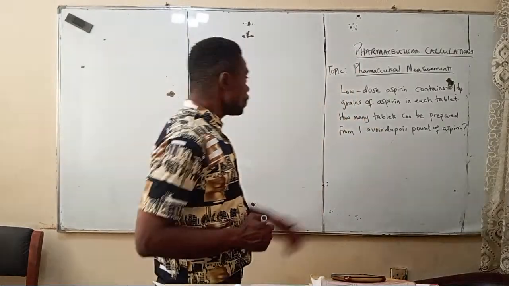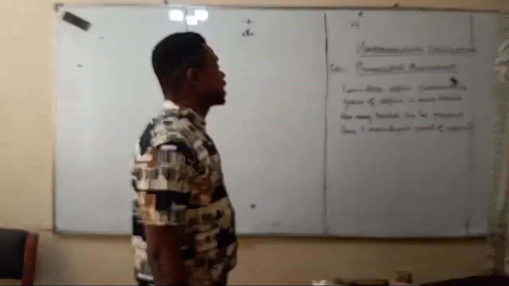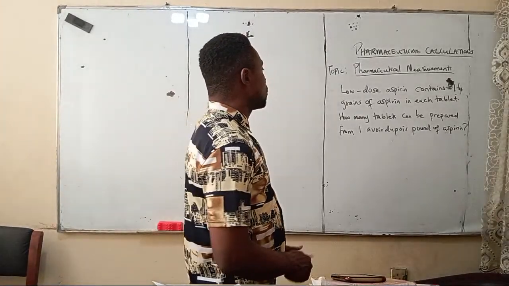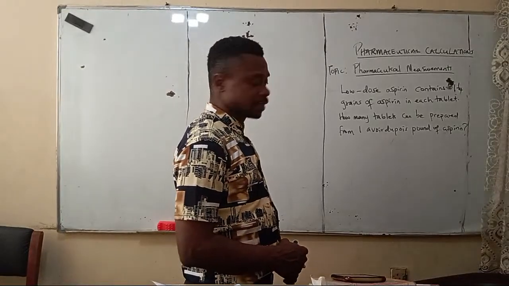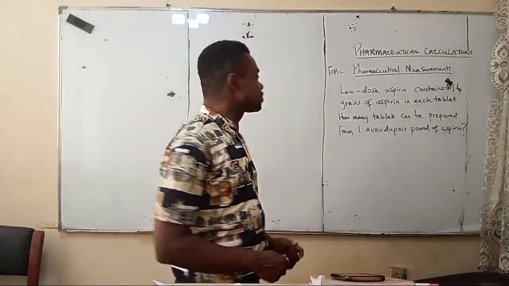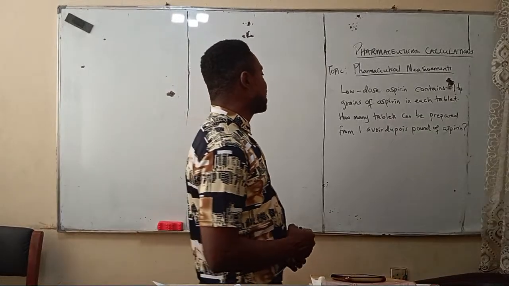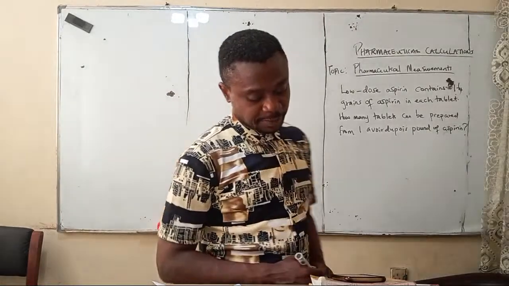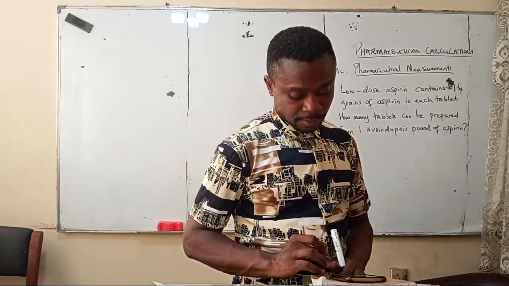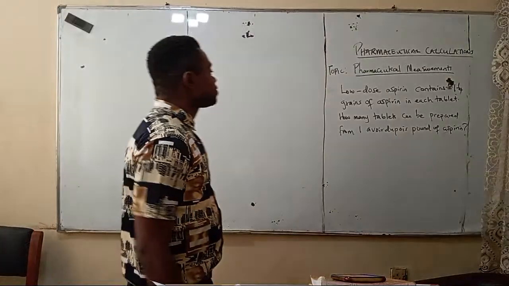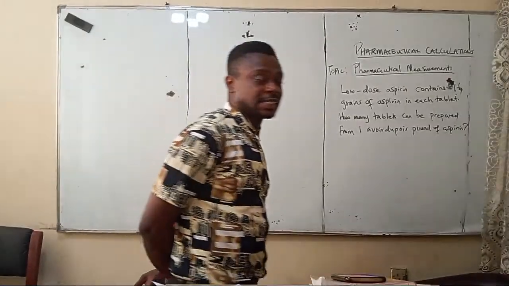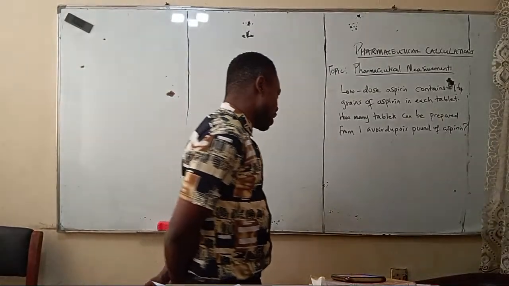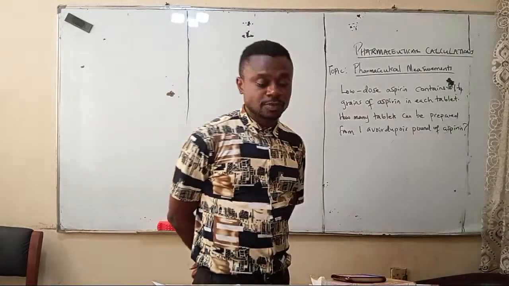Okay, the question says, low dose aspirin contains 1/4 grains of aspirin in each tablet. How many tablets can be prepared from one avoirdupois pound of aspirin? First of all, for us to be able to answer this question, we should understand what avoirdupois is and the system it belongs to.